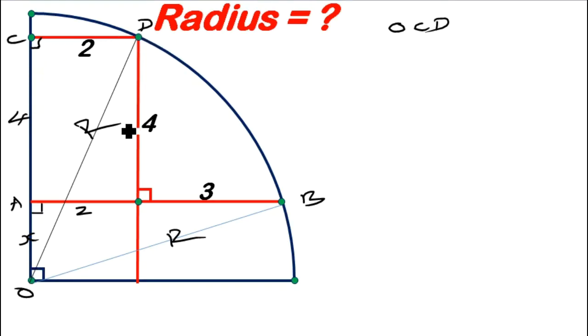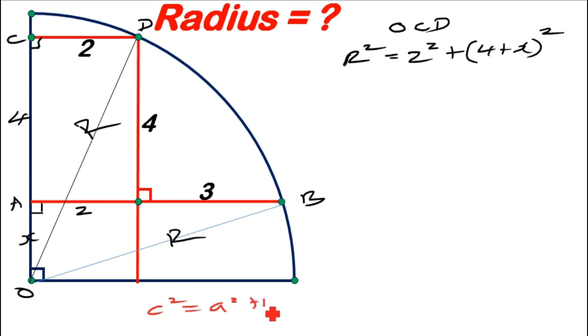Taking triangle OCD, we use Pythagoras theorem. The hypotenuse is the radius R. So we have the hypotenuse squared equals one of the sides, 2 squared, plus, from C to O, 4 plus X, squared, using Pythagoras theorem, whereby C squared is equals to A squared plus B squared. The hypotenuse squared is the sum of the squares of the two shorter sides.